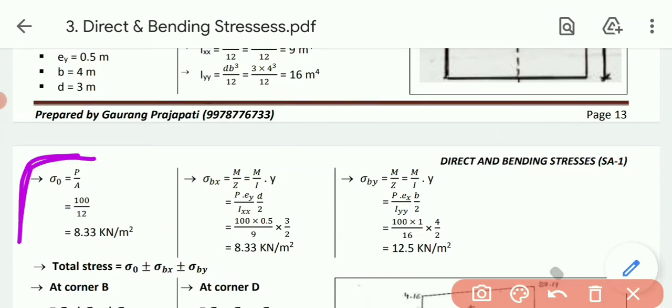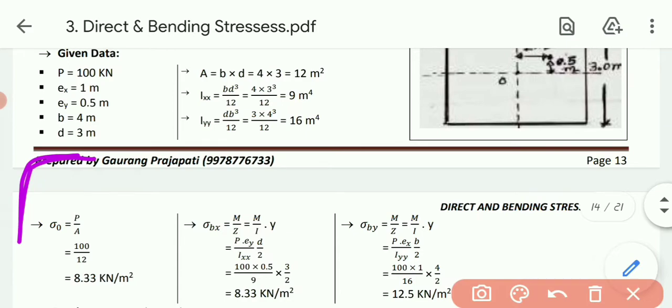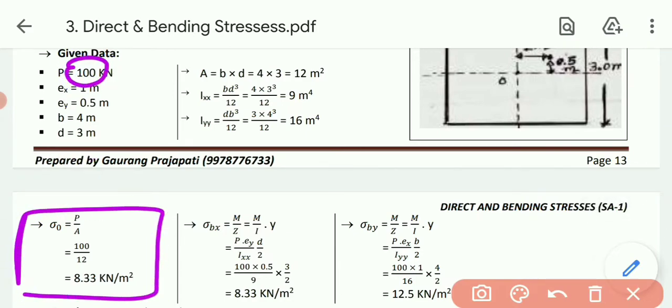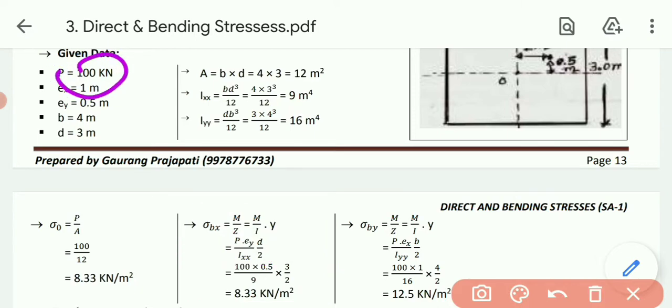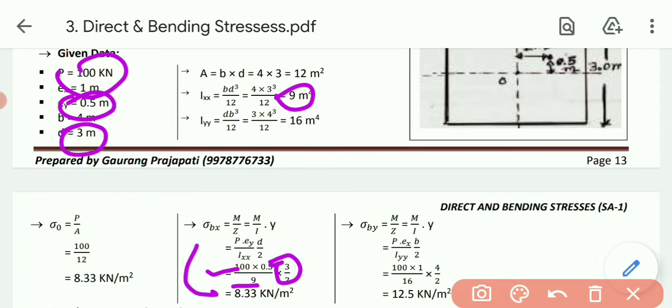Now we will calculate our three stresses. Sigma 0 is P by area. P is 100, area is 12, so 100 by 12, I get 8.33 kilonewton per meter square. Sigma Bx formula is P into Ey divided by Ixx into d by 2. We have already discussed these formulas in the previous example, so I won't discuss them here. I will put down the values directly. P is 100, Ey is 0.5, Ixx is 9, into d by 2, d is 3 meter, that is 3 by 2. By solving this, I get sigma Bx as 8.33 kilonewton per meter square.